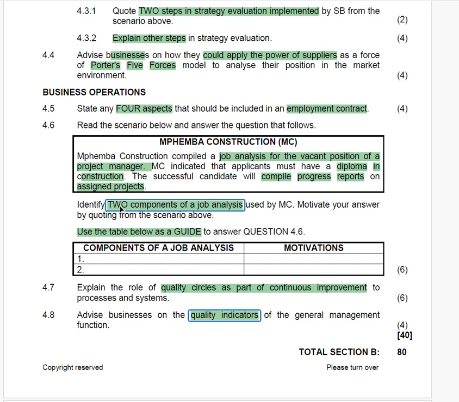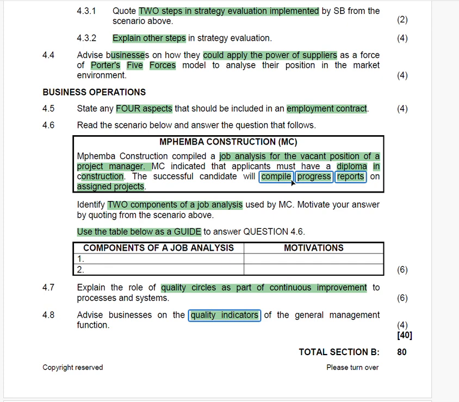So what do we see? We see the information about the job description, right? What is the job description? It's what this project manager will be doing. The project manager will be compiling the progress report. That's the job description. The job description is what the person will be doing.